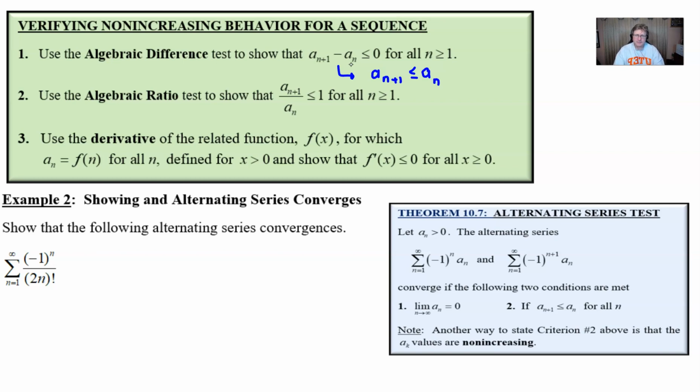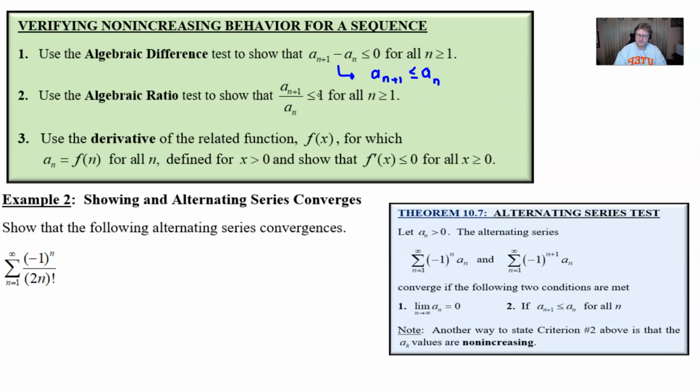If you feel like that's going to be challenging, and I believe for example 2, that might be a little bit tougher, you could think about using the algebraic ratio instead. That procedure just says to take the (n+1)th term and divide it by the nth term. And if that ratio is smaller than or equal to 1, that means that your series is going to be non-increasing, right? You have a ratio that's a fractional value potentially less than 1, and that kind of indicates that those terms are gradually getting smaller.